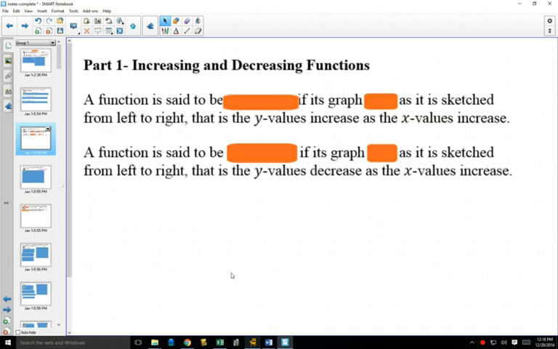So, positive and negative slopes tell us where our functions are either increasing or decreasing. We say that a function is increasing if it goes up from left to right, or it rises from left to right. In other words, the y value increases as the x value increases. And we say that a function is decreasing if it goes down or falls from left to right.